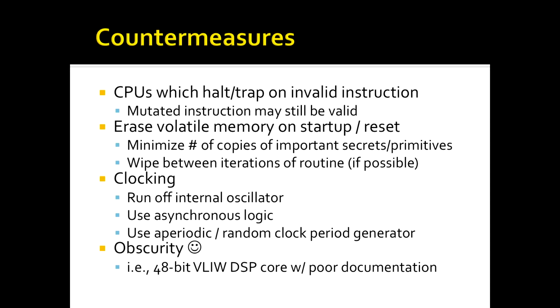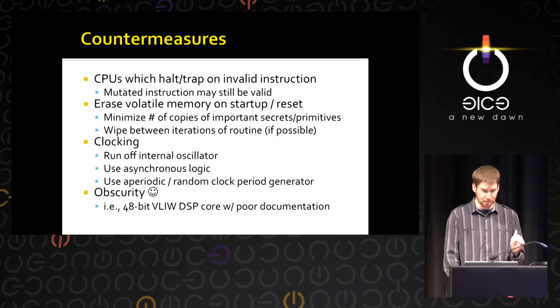You could use a CPU which halts or traps on invalid instructions. However, in the case of the instruction mutation where your jump became an add, the add instruction is still a valid instruction in the table of instructions in that device, so that may not even trigger an invalid instruction fault. So better than nothing though. You could erase volatile memory on startup or reset, no matter what. As soon as the device comes up, it's just a good best practice to wipe the memory.